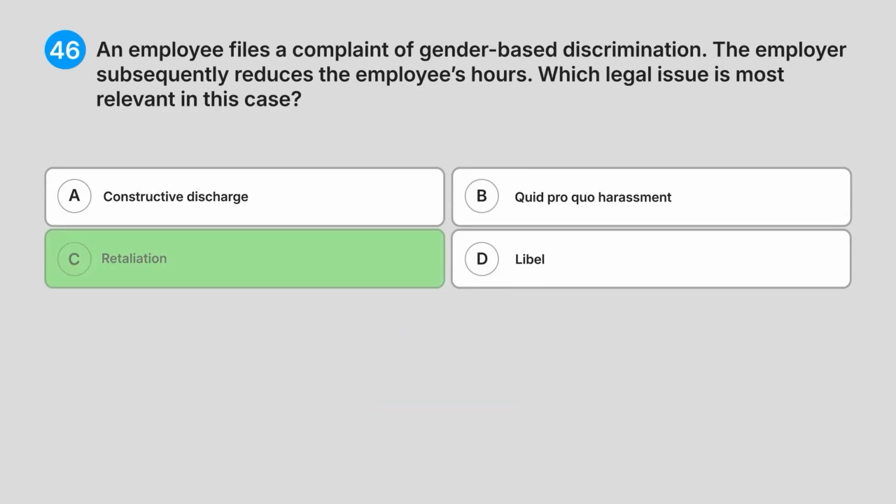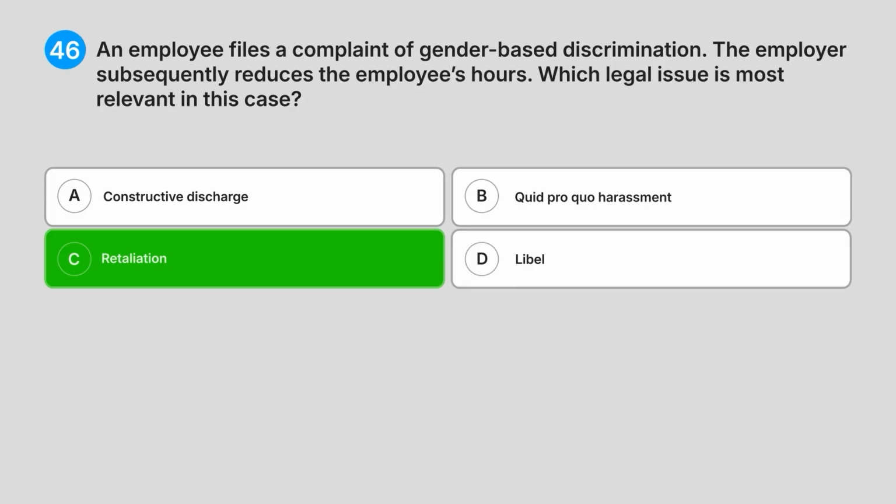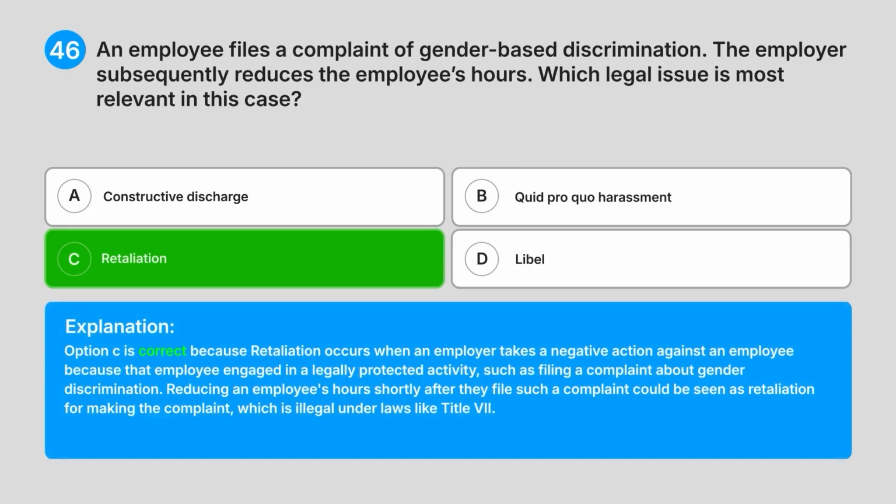Correct answer, C. Retaliation. Explanation. Option C is correct because retaliation occurs when an employer takes a negative action against an employee because that employee engaged in a legally protected activity, such as filing a complaint about gender discrimination. Reducing an employee's hours shortly after they file such a complaint could be seen as retaliation for making the complaint, which is illegal under laws like Title VII.